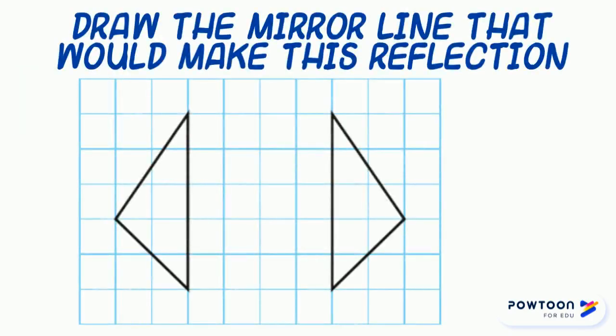Another type of question you could be asked is to actually draw the mirror line in that would make this reflection. In that case, you're just looking for what's halfway between each of the points. So if you notice, in between our points, we've got 4 squares, so our line will just be 2 squares in.